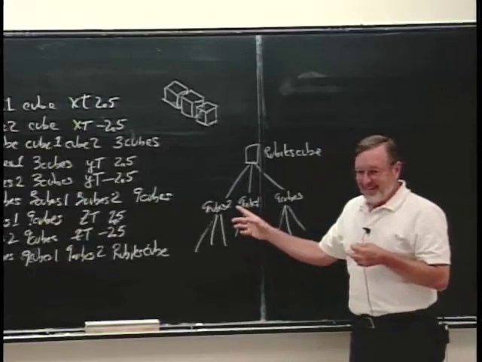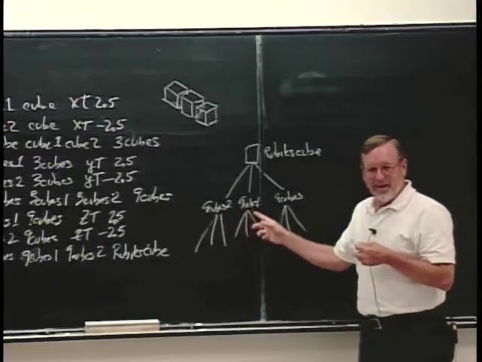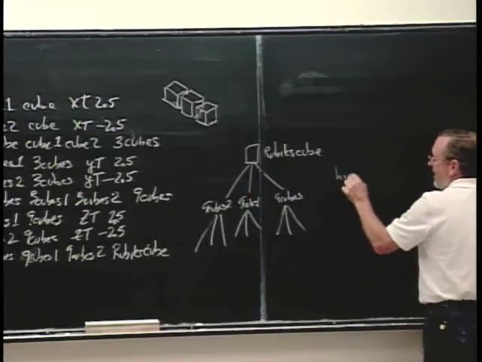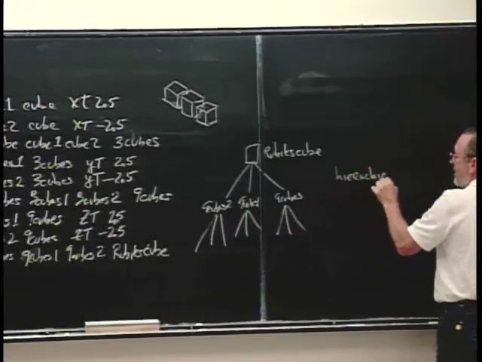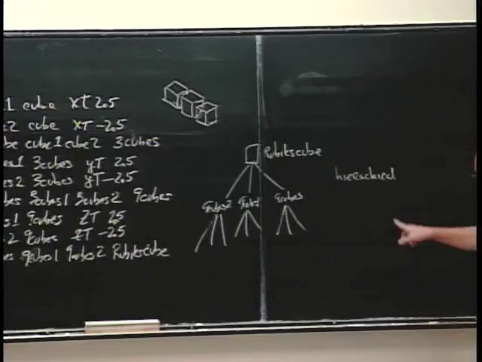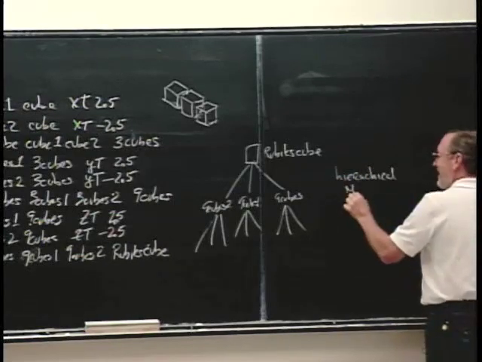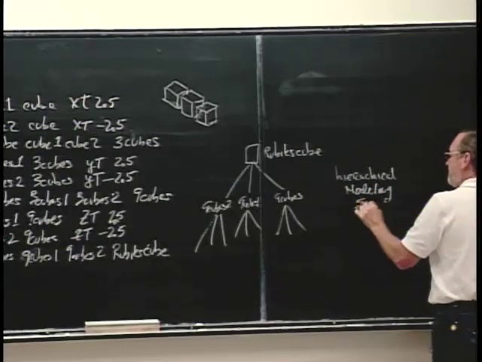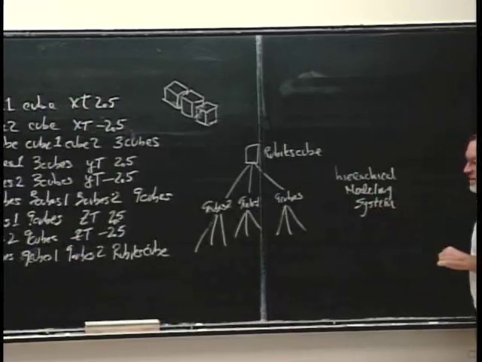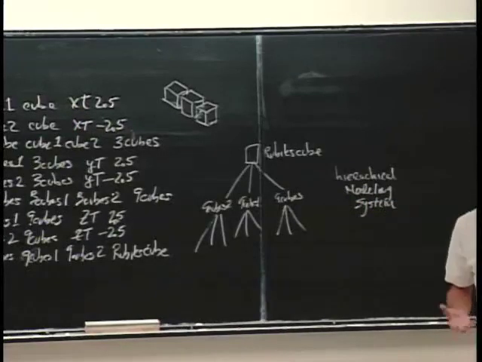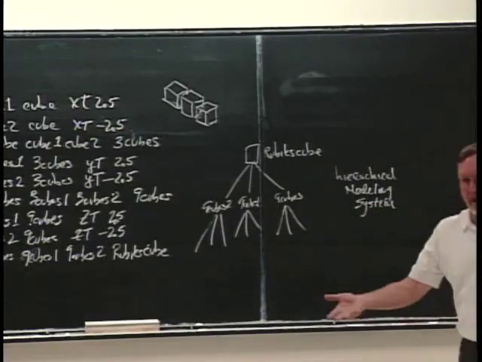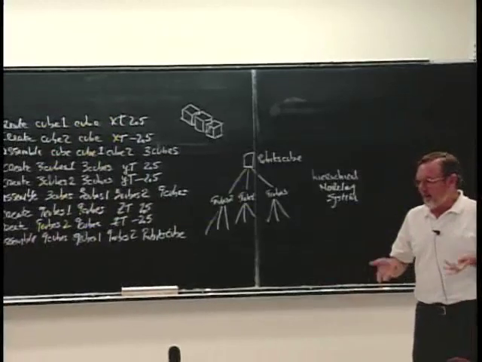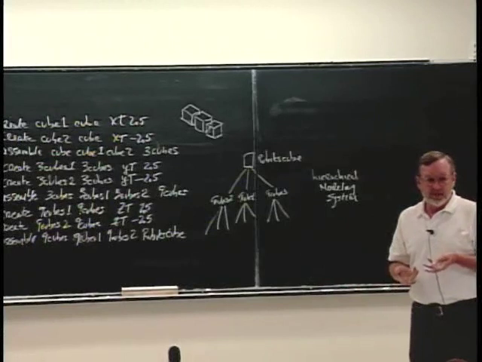But they can really be saved as files, etc. And this is called a hierarchical modeling system. What we do is we define a few simple objects down at the bottom, and then we combine them together into much bigger objects up at the top.